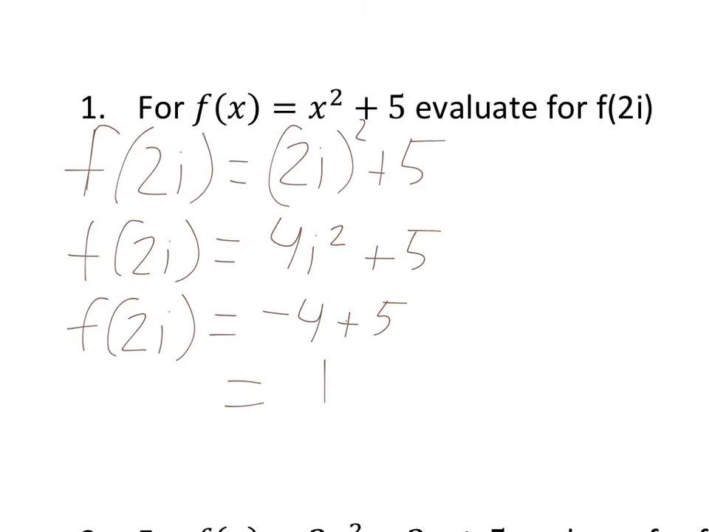So in this case, evaluating for f of 2i led to us having a real number. Sometimes we'll have real numbers, sometimes we'll have complex numbers. On to the next one.